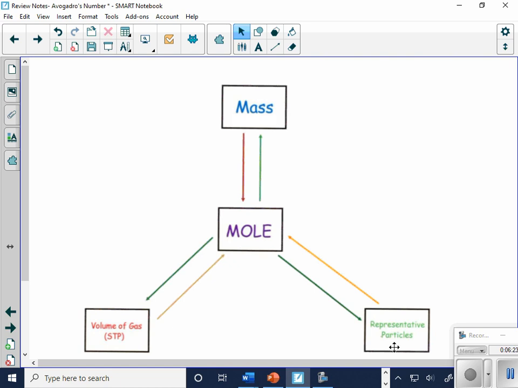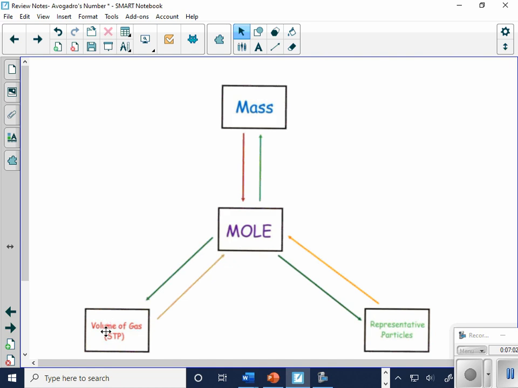You're going to miss points, okay? You're going to miss points because we don't use representative particles as a label. I've seen it done before, but we don't do it in here. We don't put particles. We don't put representative particles. When we have Avogadro's number and we're using it, we use either an atom, a molecule, or a formula unit, okay? Now, this is what I call the flux capacitor. And when we're dealing with the flux capacitor, we have representative particles, we have moles, we have mass, and down here we have volume.